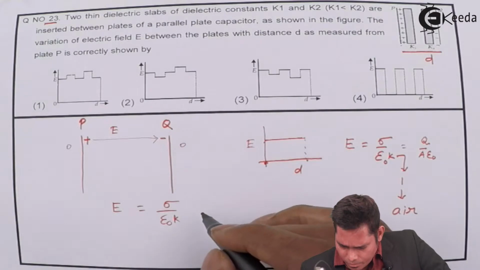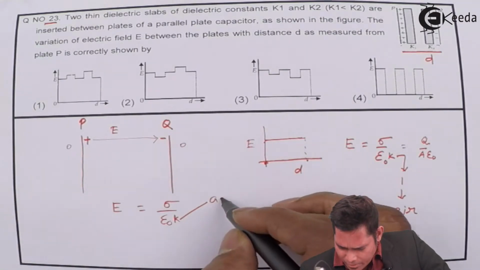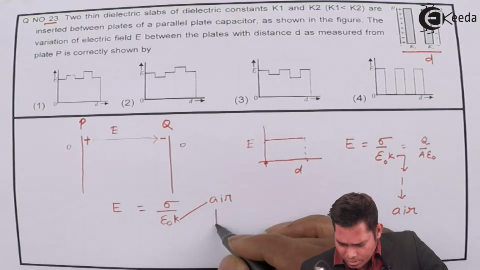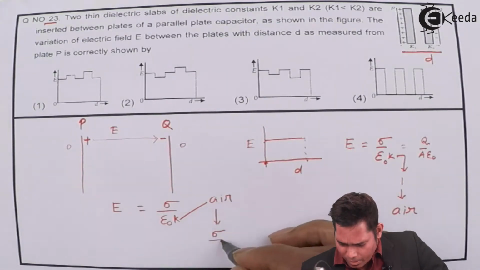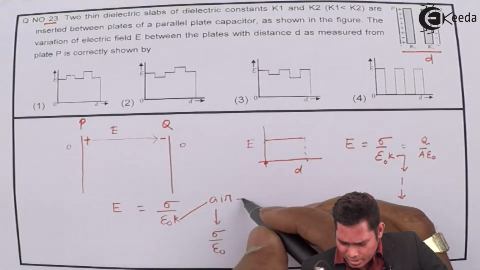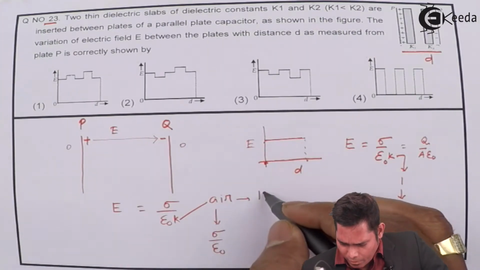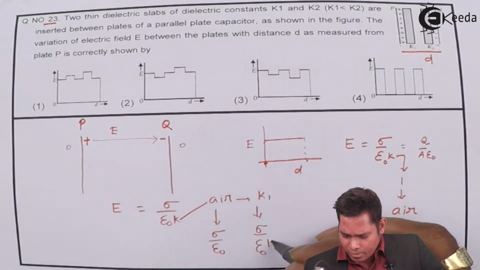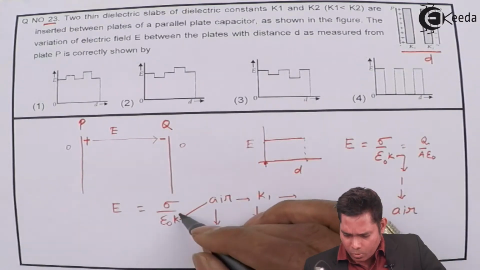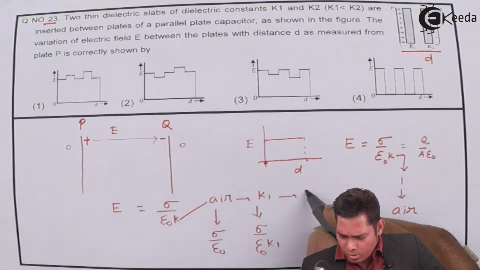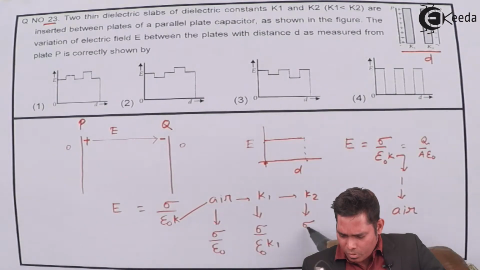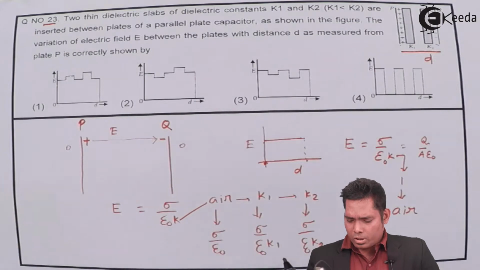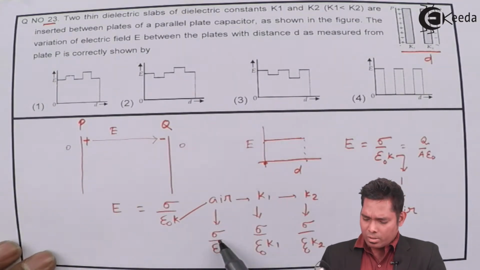Now, when this is air, the formula becomes sigma upon epsilon naught. When this is filled with K1, the formula is sigma upon epsilon naught K1. When it is filled with K2, this is sigma over epsilon naught K2. So this is how the electric field is changing.